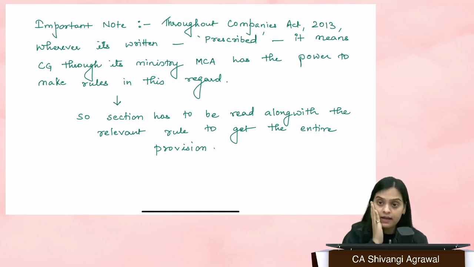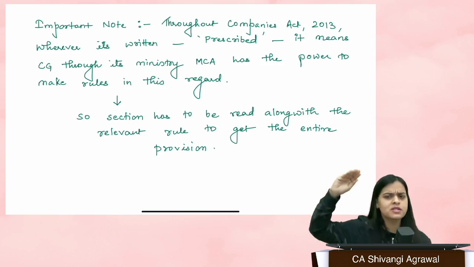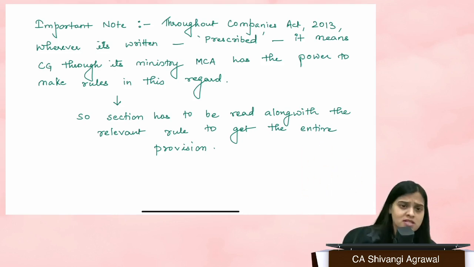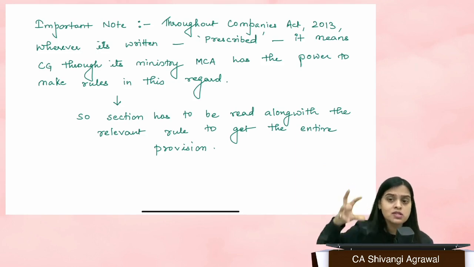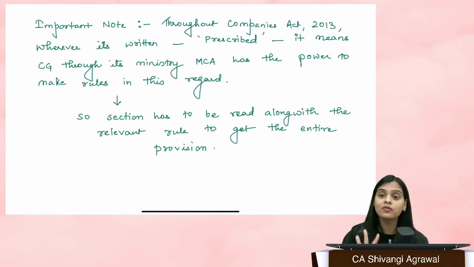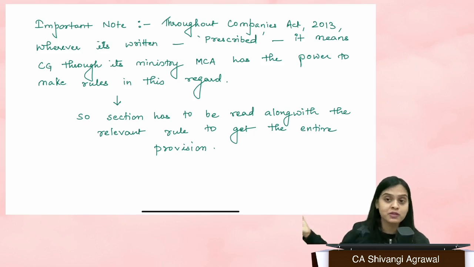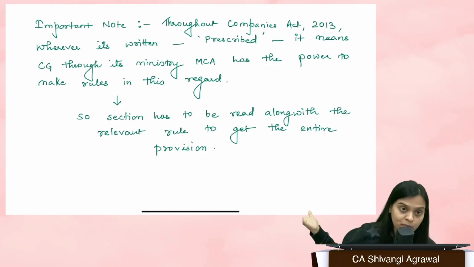Now, these rules are easier to amend because at ground level the central government knows that, okay, right now this is the minimum paid up capital that we should prescribe. Maybe we can increase this paid up capital, maybe we can decrease it, whatever it is, right? So the government can do this by amending the rules. Right now, the government has not prescribed any paid up share capital for a private company or for a public company. That means if you want to form a private company, you can form it with 100 rupees also. That is not a problem, right?